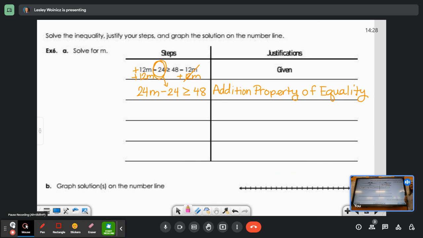Okay, we got to get rid of that negative 24. How do we get rid of this negative 24? Okay, what allows us to add the same thing to both sides? It's the same one again. Addition property of equality.